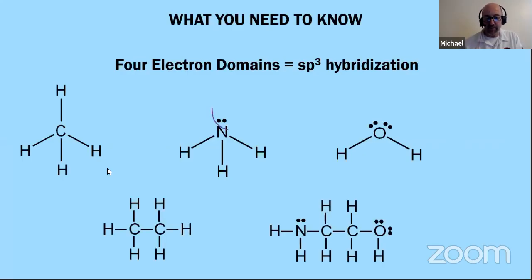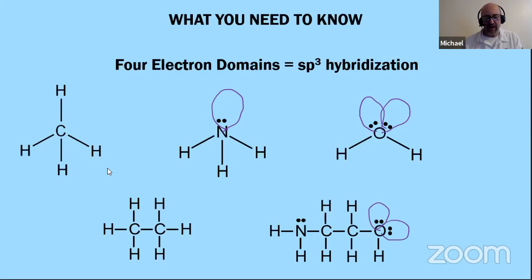So we do count both the bonding and the non-bonding domains in this particular process. So 4 single bonds, sp3. 3 singles and a lone pair, sp3. 2 singles and 2 lone pairs, sp3.